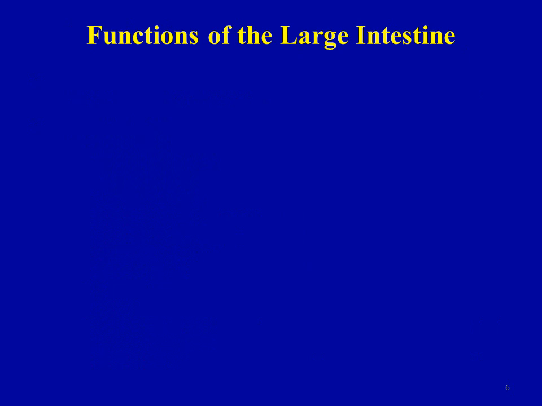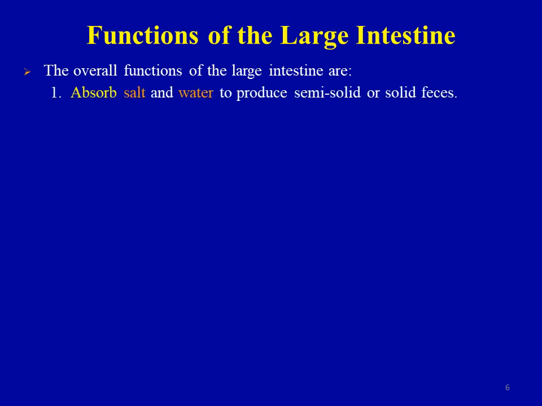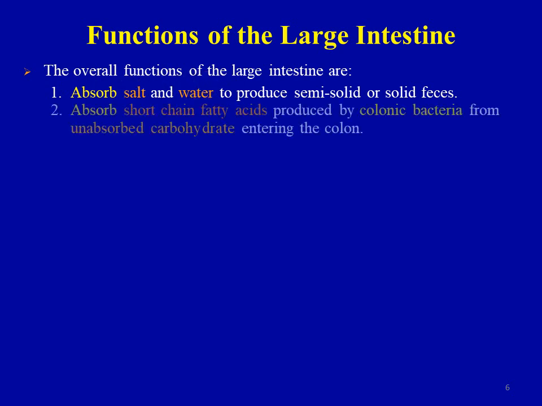Okay, now what are the functions of the large intestine? The overall functions of the large intestine are to absorb salt and water to produce semi-solid or solid fecal material, and absorption of water and salt is important for the water and electrolyte balance. Also to absorb short-chain fatty acids produced by the colonic bacteria or the intestinal flora, also called the gut microbiota, and we'll talk about them in one of the slides at the end of the lecture.